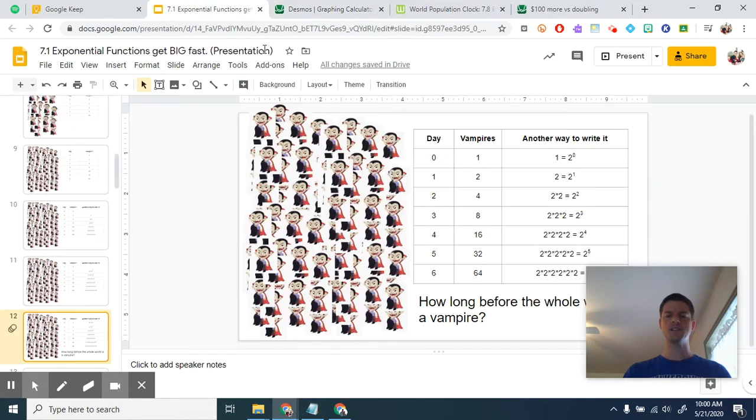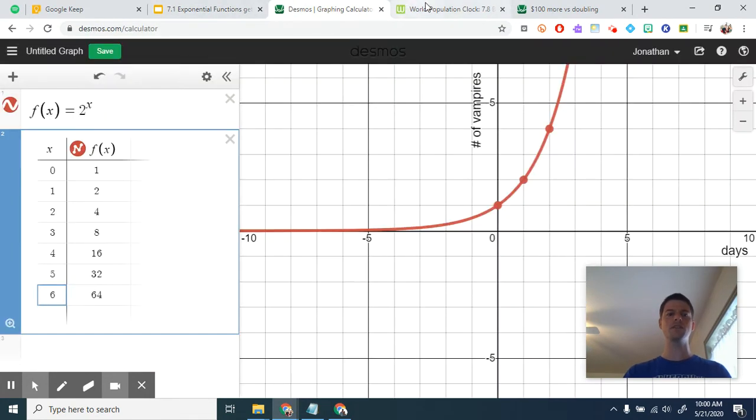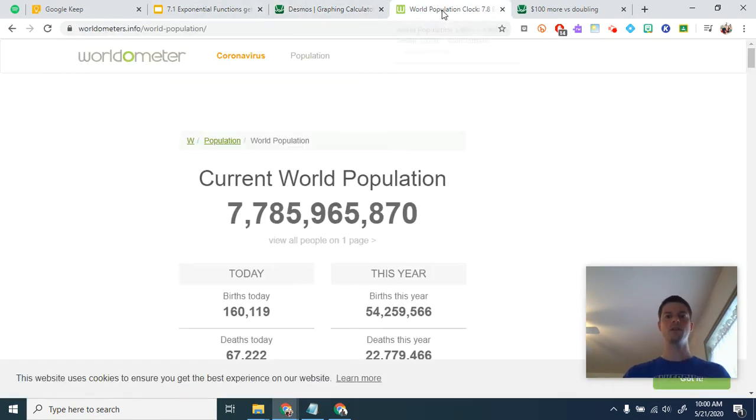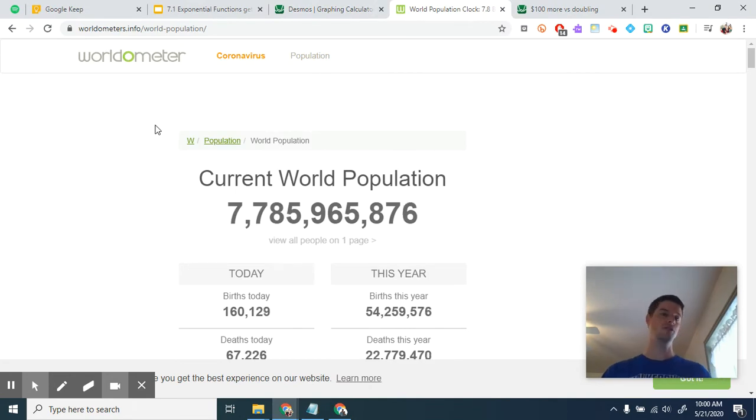So to answer our question of how long before the whole world is a vampire, we need to know the world population. Well, did you know that there's a world population clock online? You can just Google it, what's the world population, and you can find this. This blows some students' minds.